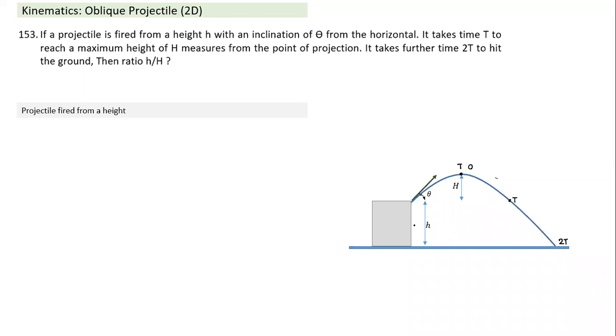So, Vignesh, what is your thought? Sir, I got the same answer. I think I did the same mistake, sir. Same mistake. So you have to be careful about it. Okay, let's go through it. Let's see how we solve such a question, a projectile fired from a height.